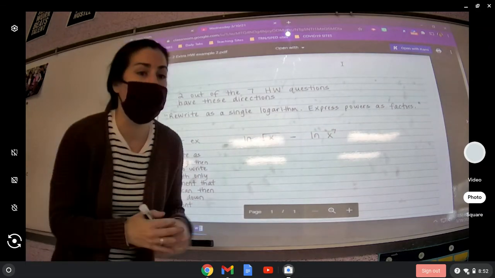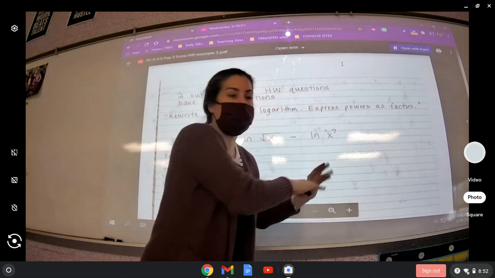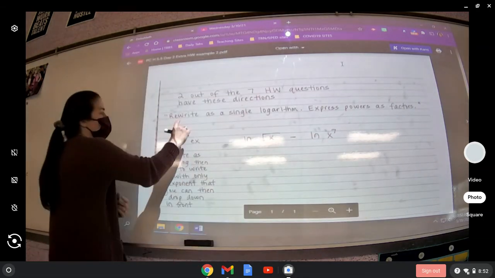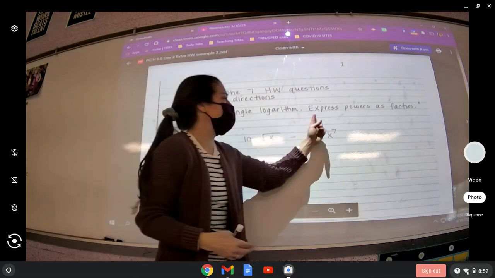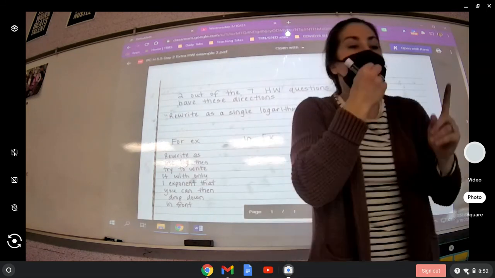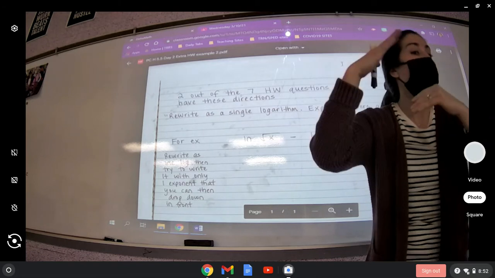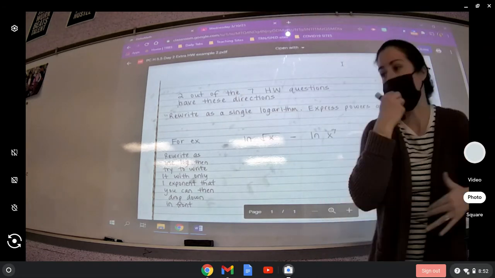Two out of those 7 questions have these directions. If they don't have these directions, then do exactly what we were doing on all the other examples. The directions say rewrite as a single logarithm. Okay, but then it says this, express powers as factors, which means they want any exponents. Try to make them become one exponent that you can then drop down in front of your final answer.